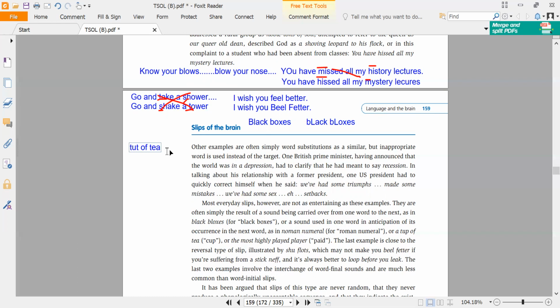If this "cup of tea", right? So if this k sound is replaced by the t sound, then "tup of tea". Could you please bring me a tup of tea, instead of saying a cup of tea? So a person may say a tup of tea, right? So this is also a type of slip of the tongue, right? I think this much is sufficient.